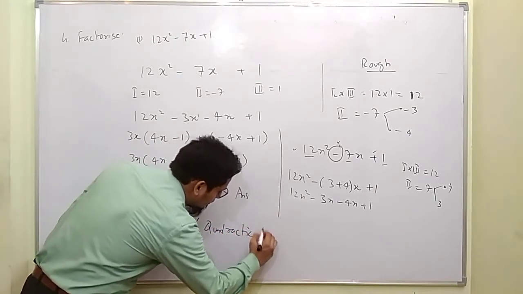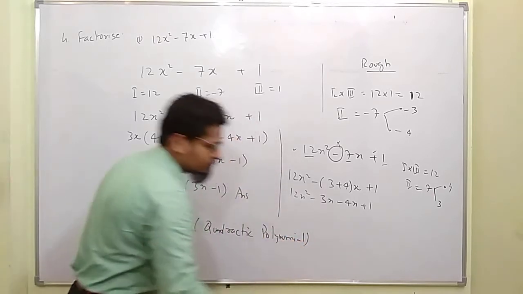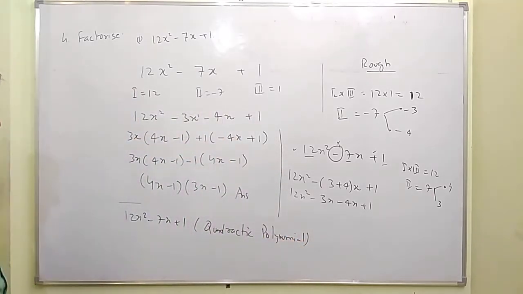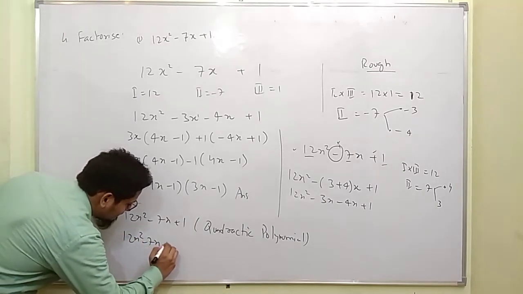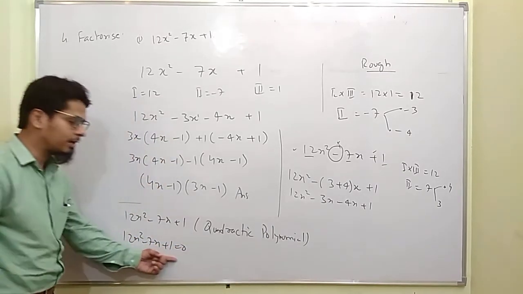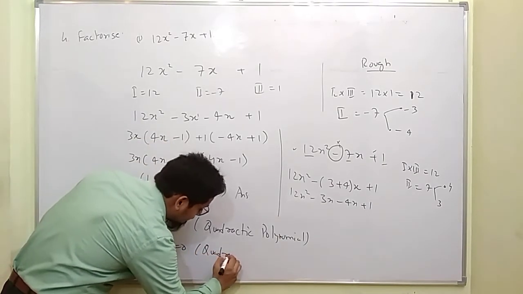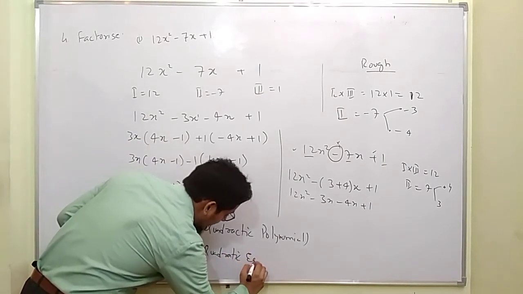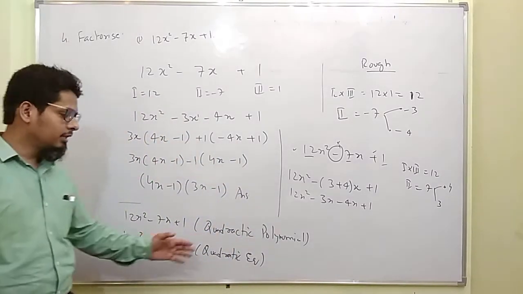Quadratic polynomial, right? And after this, if you write it this way, 12x square minus 7x plus 1 is equal to 0, now it becomes a quadratic equation. Quadratic equation, right? And this topic we will discuss in detail in class 10th, in the CBSE board.